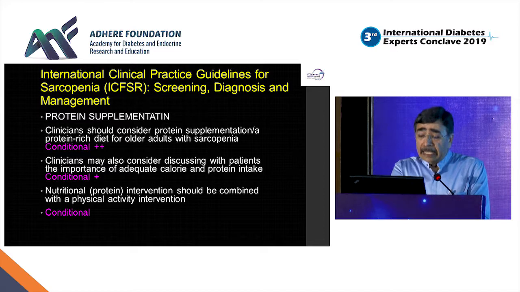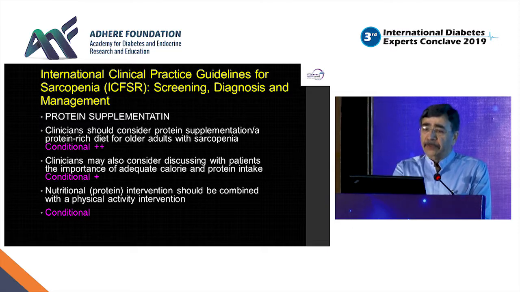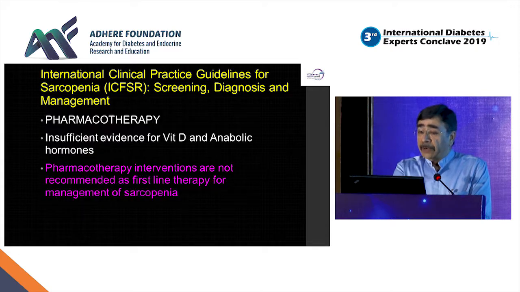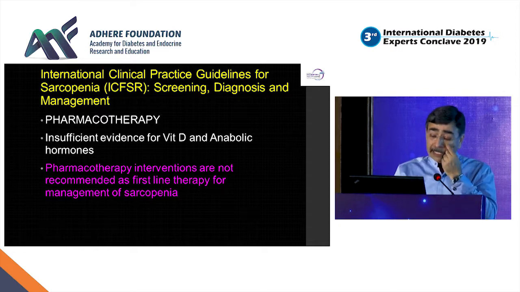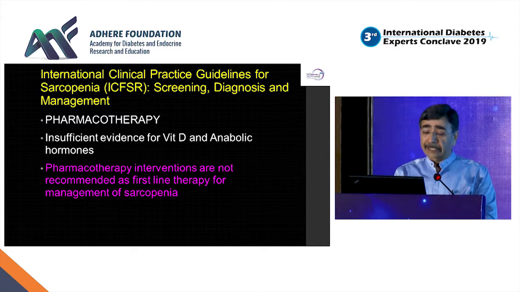Protein supplementation is generally advised, though the evidence is not significant. So, increase in protein in diet or supplementation with protein supplements may be helpful, but it is to be combined with physical activity interventions. Pharmacotherapy, there is not sufficient evidence to use any drug for treatment of sarcopenia. Whether it is vitamin D or anabolic hormones, pharmacotherapy interventions as of now are not recommended as first-line drug.